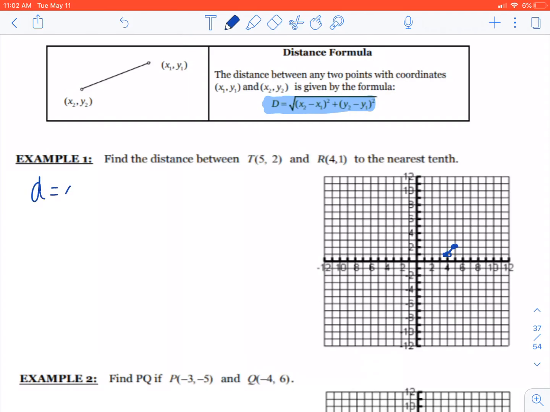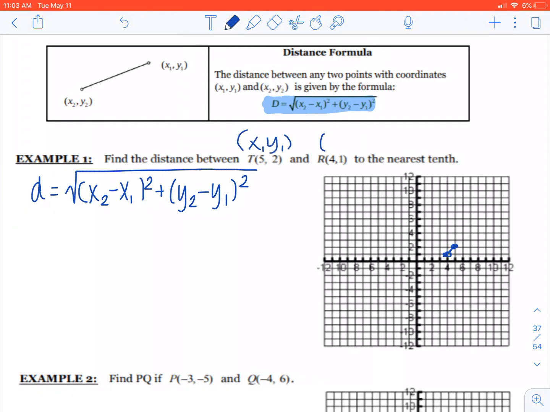So we're going to start off by writing the formula. The square root of (x2 minus x1) squared plus (y2 minus y1) squared. So here's our formula. Now, remember when we have 2 points, we're going to call one of them (x1, y1), and I'm just going to label it right above. And the second point is going to be (x2, y2). So I'm going to replace all of my letters with numbers. My x2 is 4. My x1 is 5, and I don't know why I put a comma there. That should be minus 5.